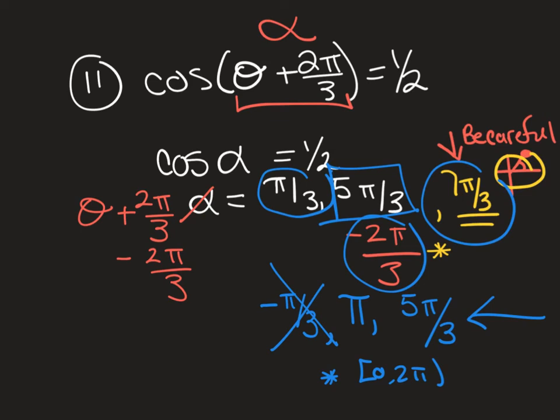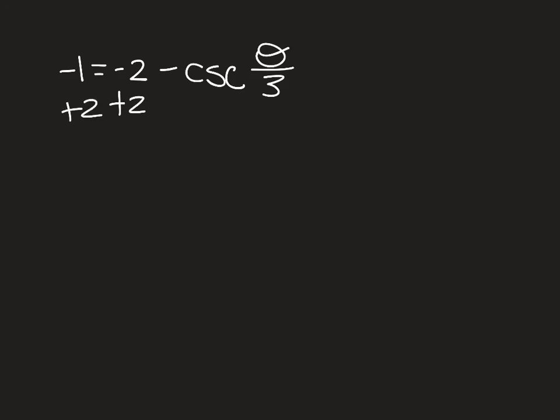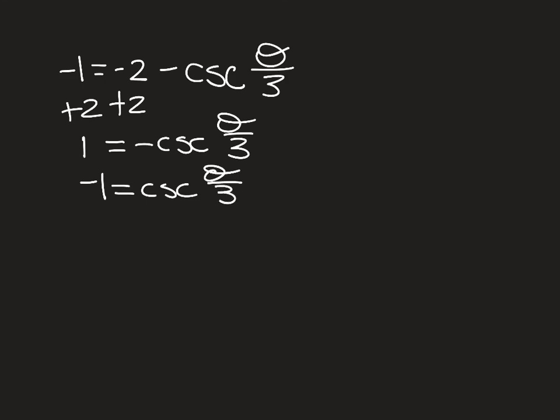Let's try number 13. So number 13, I have negative 1 equals negative 2 minus cosecant theta over 3. So I'm going to add my 2 and add my 2. So 1 equals negative cosecant theta over 3. Divide by negative 1. So negative 1 equals cosecant theta over 3.